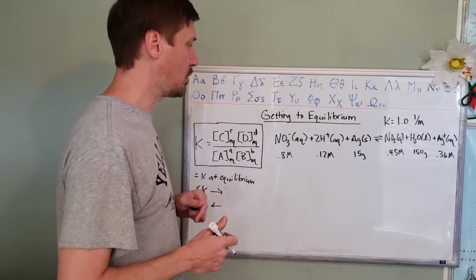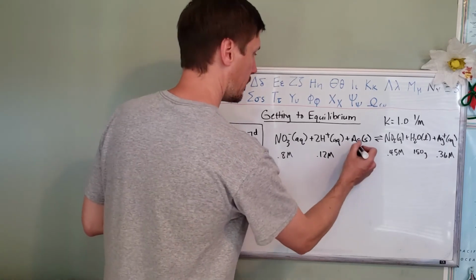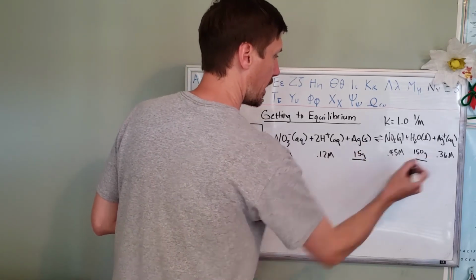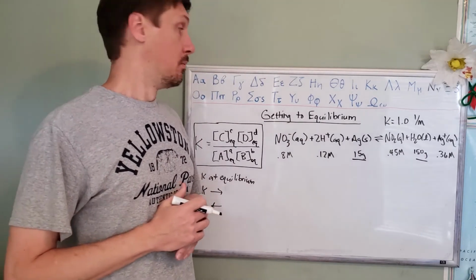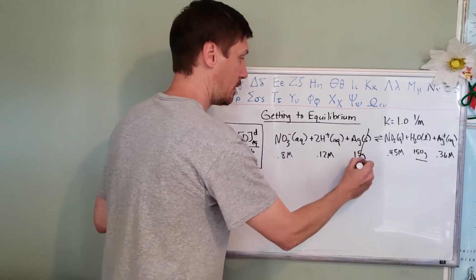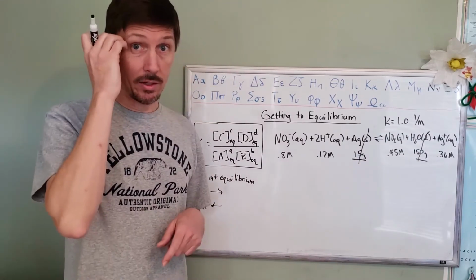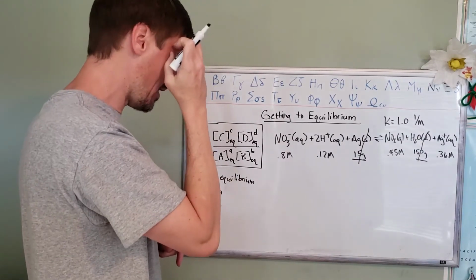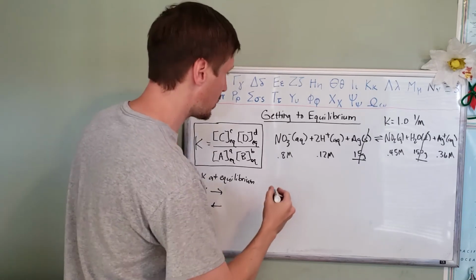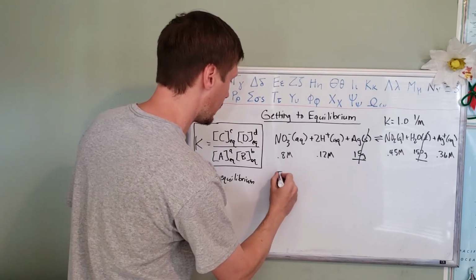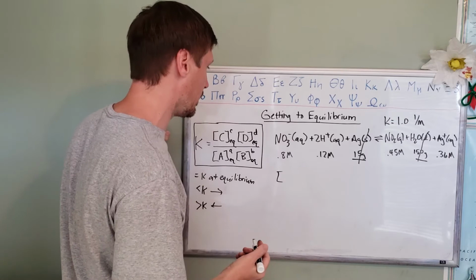Now, why did they give us the mass for these two? Because this one's a solid and this one's a liquid, and we don't include solids and liquids whenever we're calculating the equilibrium constant, right? So we don't have to worry about those for our particular equation. So let's go ahead and calculate what we think K is if we were at equilibrium.